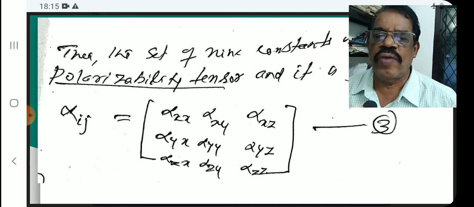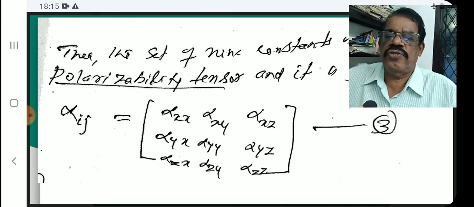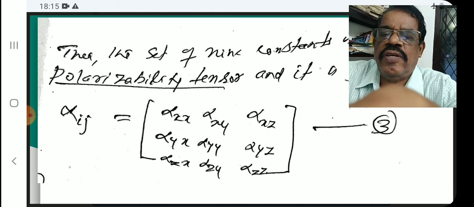There may be a question, what is polarizability tensor? When it is asked, you can write this tensor. Tensor has components. Tensor is like a vector. It has components, but we cannot attribute, we cannot give ijk.